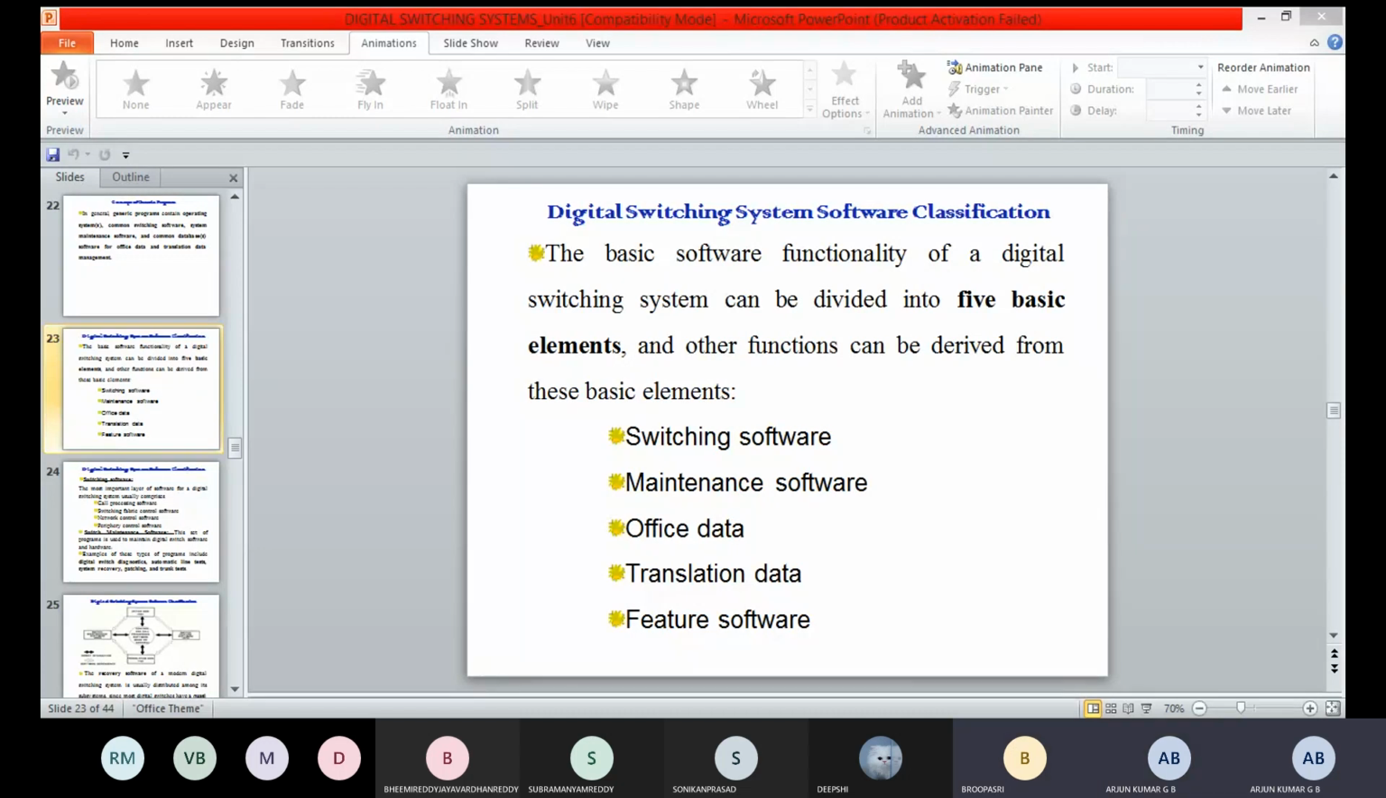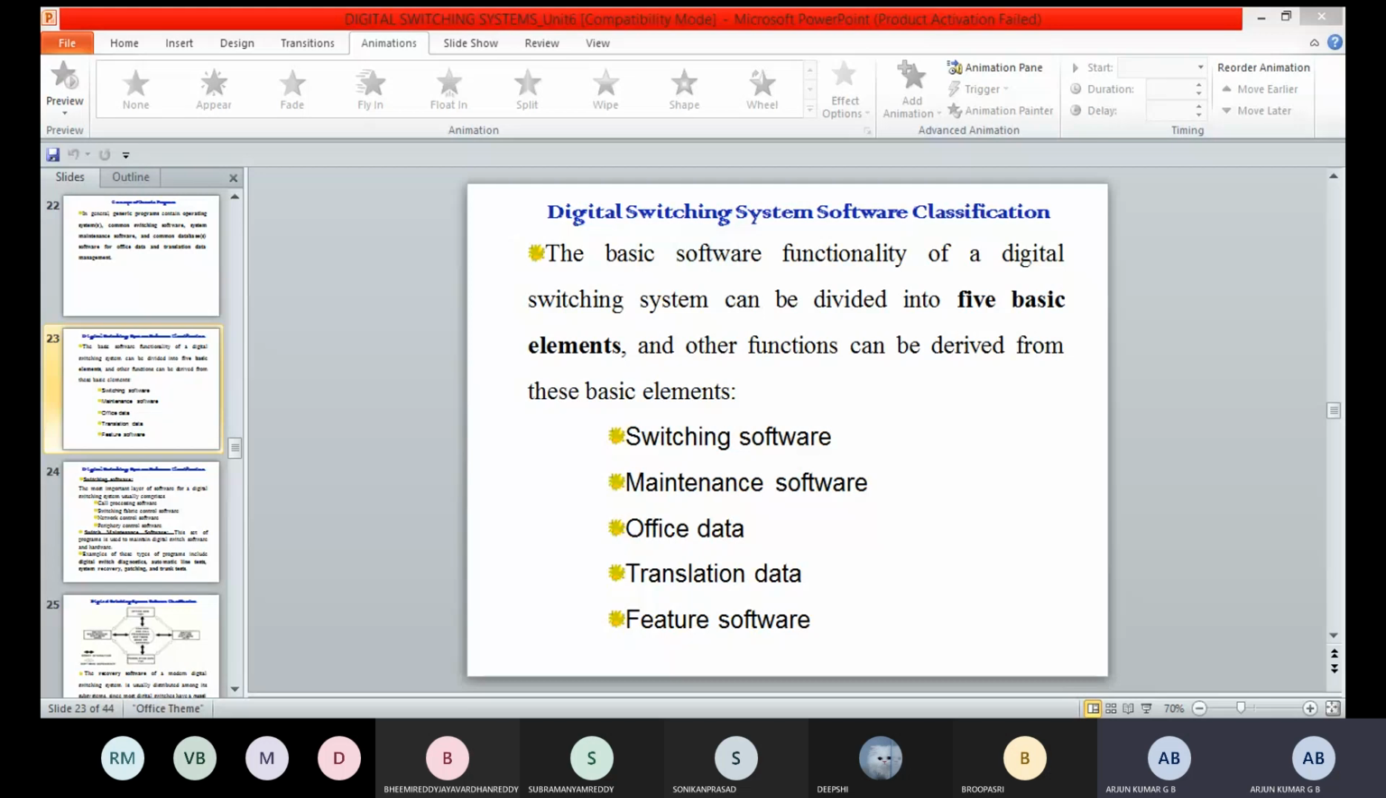Okay, next is the software. First we go for the first one, the switching software. The switching software is the most important layer of this digital switching system. What is the function of this switching software? It means call processing software, how the call will be processed between two customers.